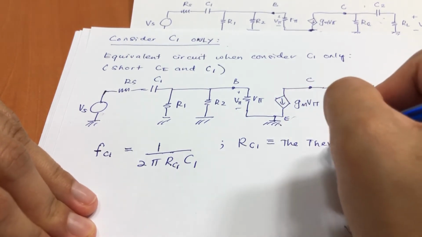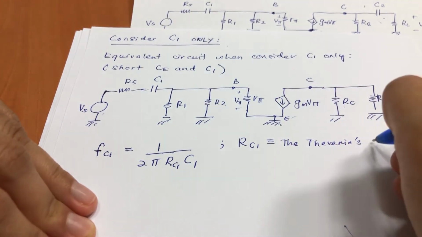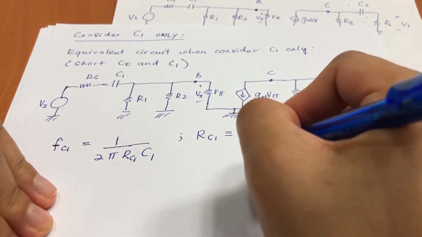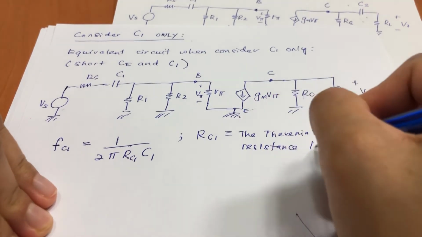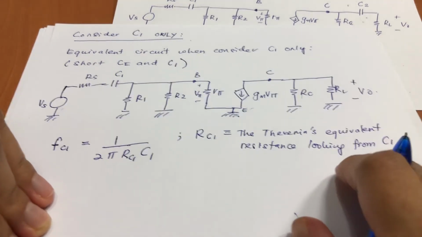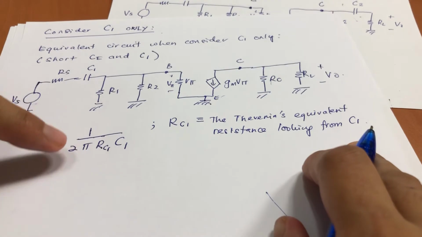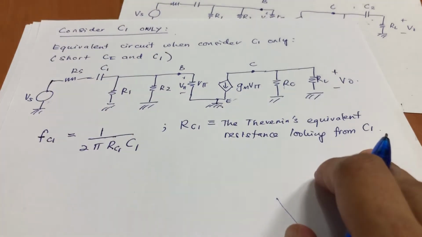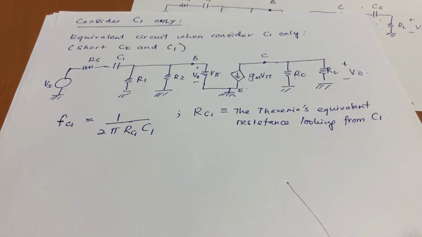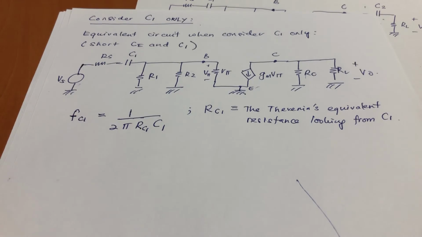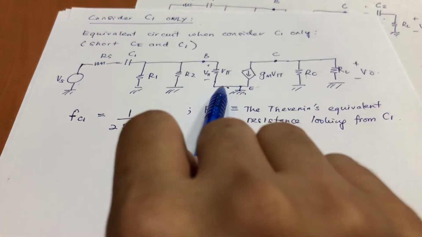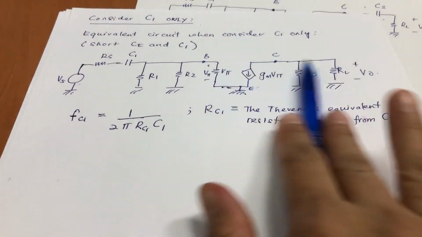RC1 is known as the Thevenin's equivalent resistance looking from C1. I have explained in the class why we are looking for RC1. I hope you can revise that or ask your friend, because we already looked into the high pass filter. This part from here is like disconnected.